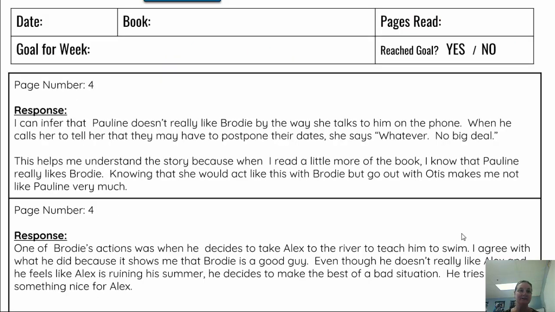Okay, now I didn't fill in the top, but I do want you to fill in the top with the date that you make this entry, the title of the book, the pages that you've read. I want you to write that goal for the week, and next week on the bookmark, I'm going to make sure that you set your goal on the bookmark. There's going to be a place for it so you know how many pages you should be reading.